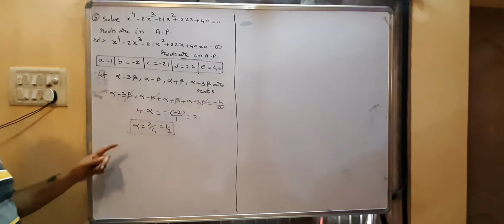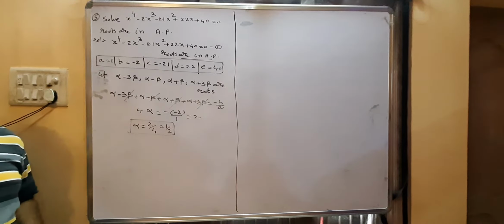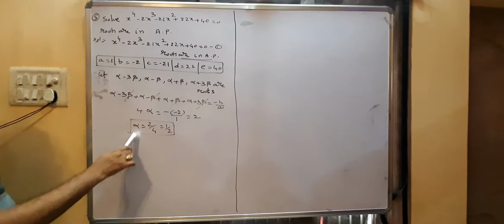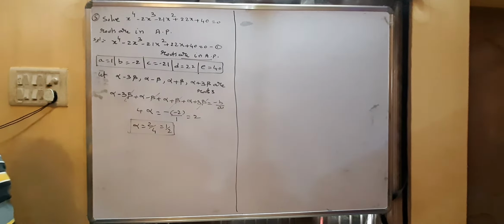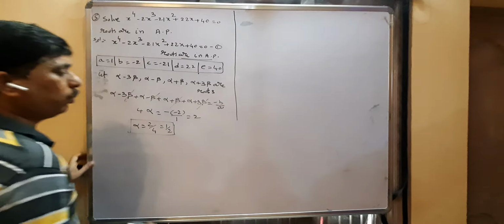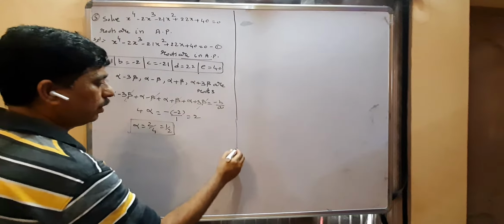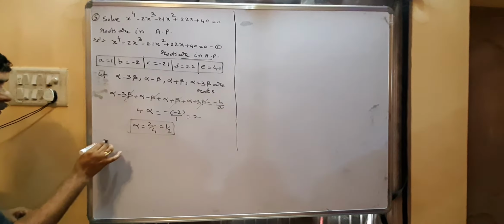Now this alpha is not a root of the given equation. So you can find the beta value. Beta value you want to find. Then you can consider the sum of the product of two roots.